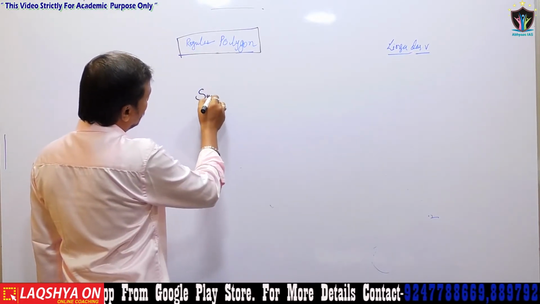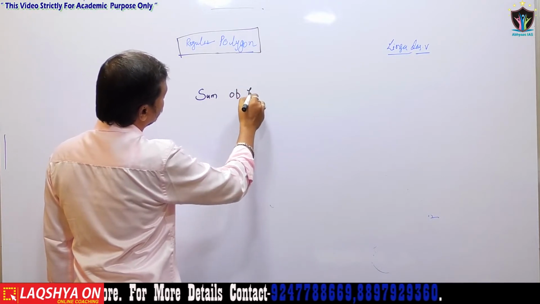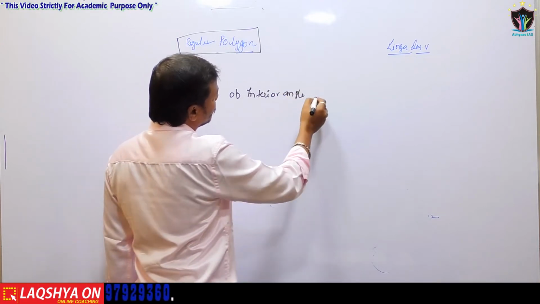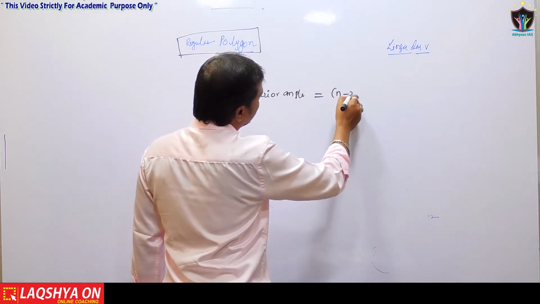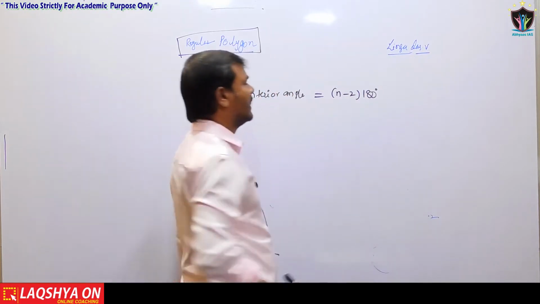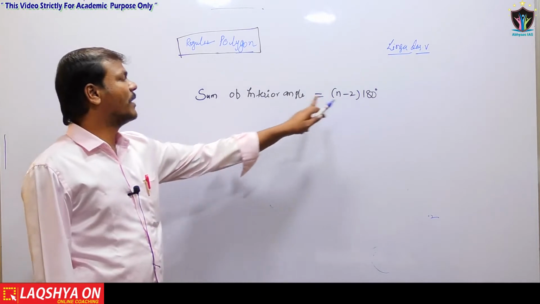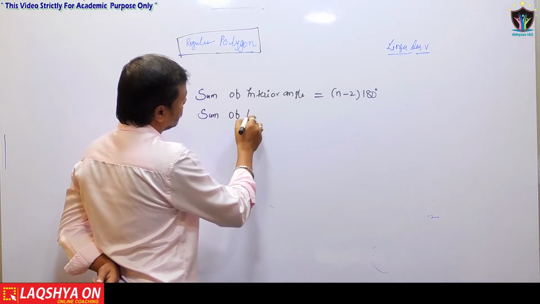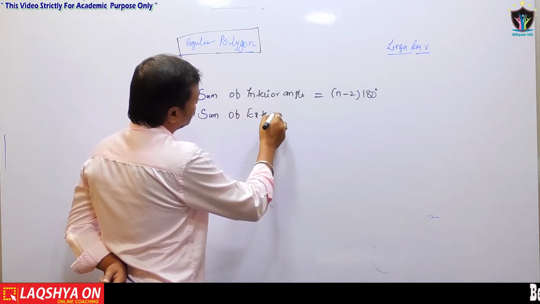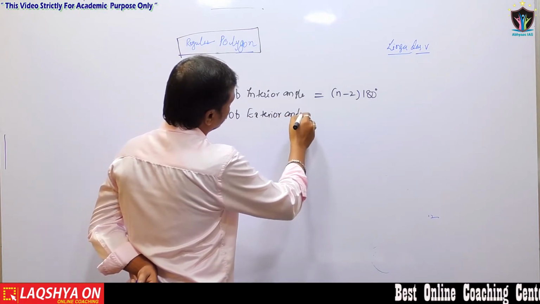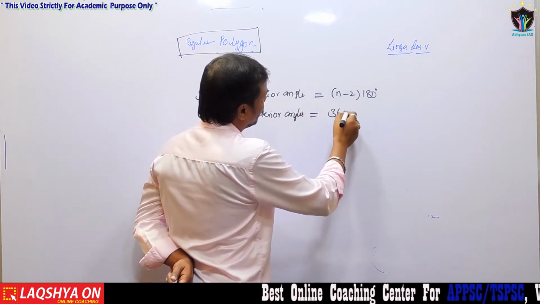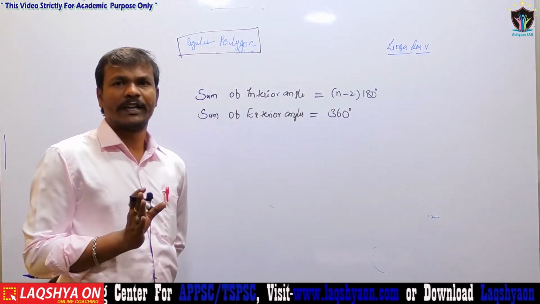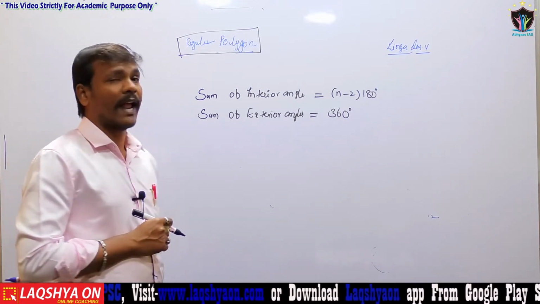The sum of interior angles is based on the number of sides. So the sum of interior angles is equal to n minus 2 into 180 degrees. The sum of interior angles depends on the number of sides. Next, the sum of exterior angles is always 360 degrees. These 2 points have to be remembered. The sum of interior angles of an n-sided polygon is n minus 2 into 180. The sum of exterior angles is 360.